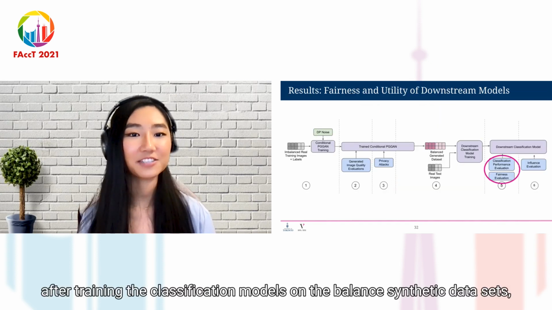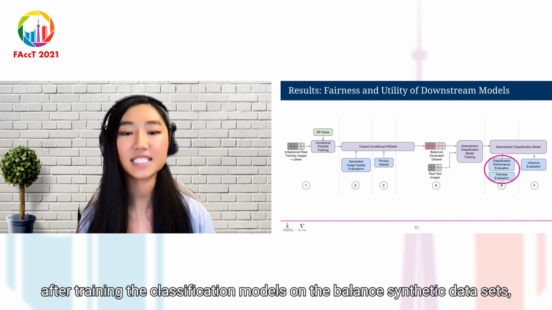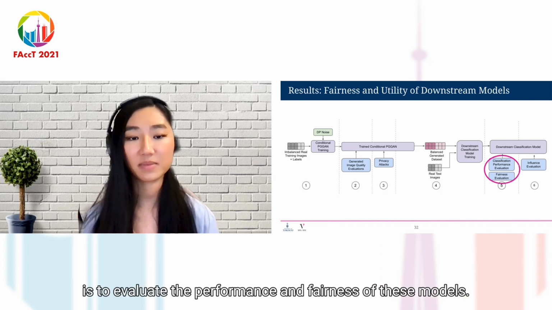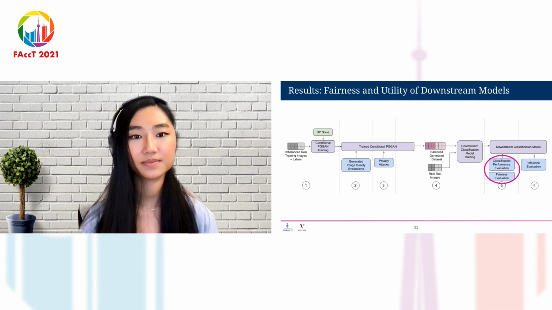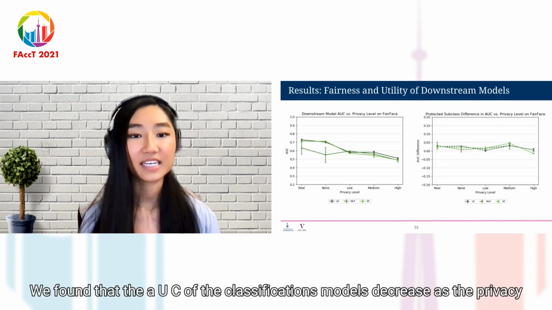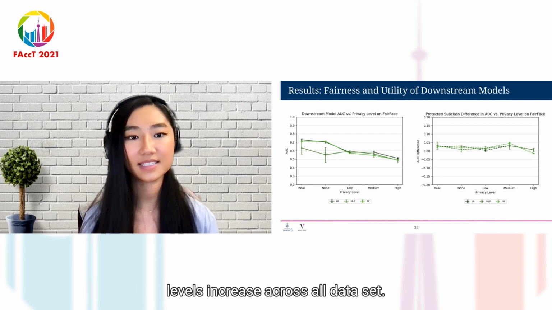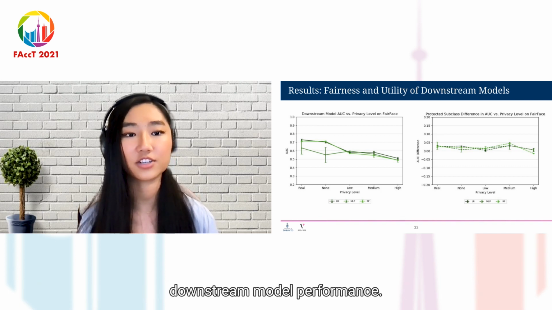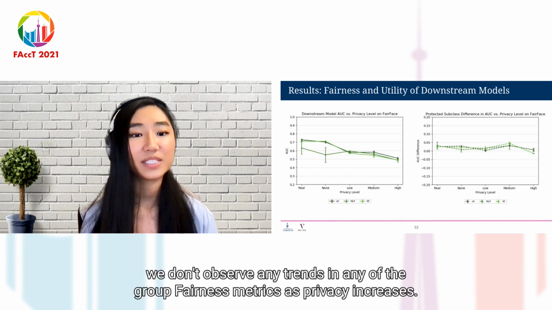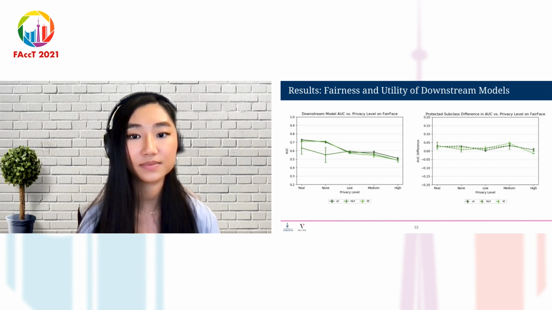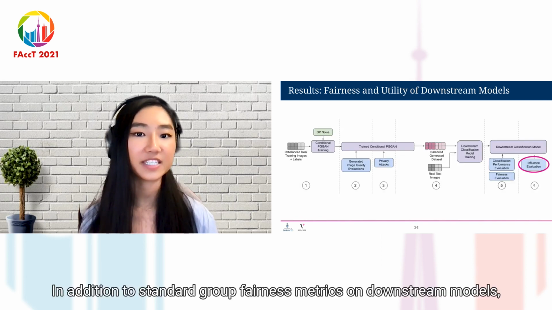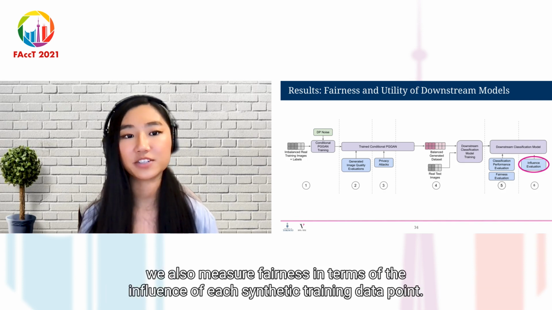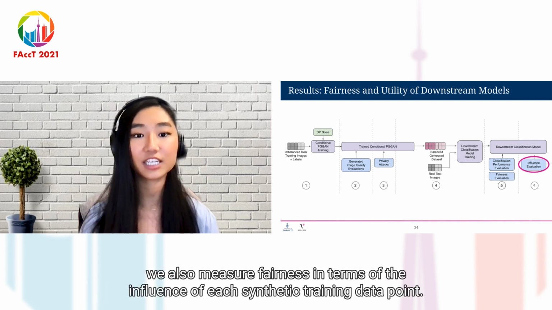Our next evaluation, after training the classification models on the balanced synthetic datasets, is to evaluate the performance and fairness of these models. We found that the AUC of the classification models decreases as the privacy levels increase across all datasets. This means that the reduced image quality from the DP models results in poorer downstream model performance. However, we don't observe any trends in any of the group fairness metrics as privacy increases. In addition to standard group fairness metrics on downstream models, we also measure fairness in terms of the influence of each synthetic training data point.